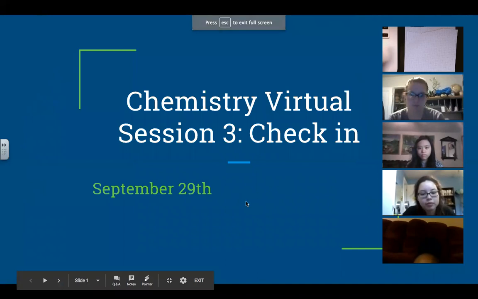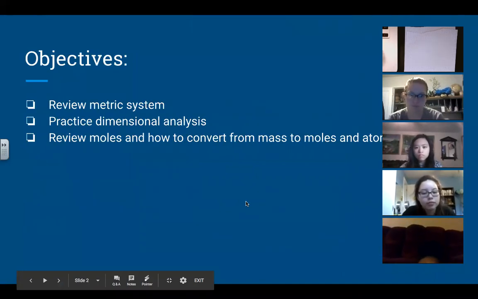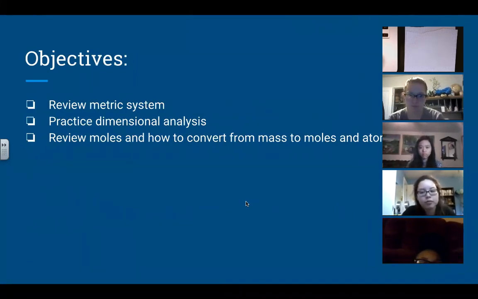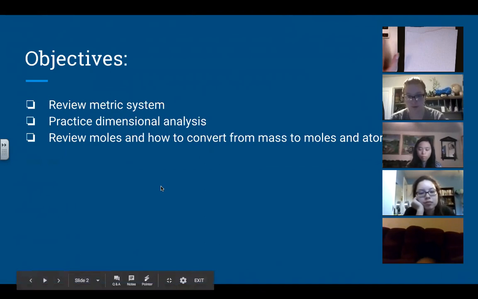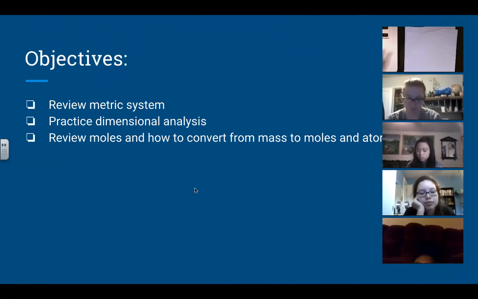We are going to start with our objectives. We're going to review the metric system. We're going to practice dimensional analysis, and we're going to review moles and how to convert from mass to moles and atoms, and also sig figs, which I did not include on here, but that kind of goes in with all of these other concepts.